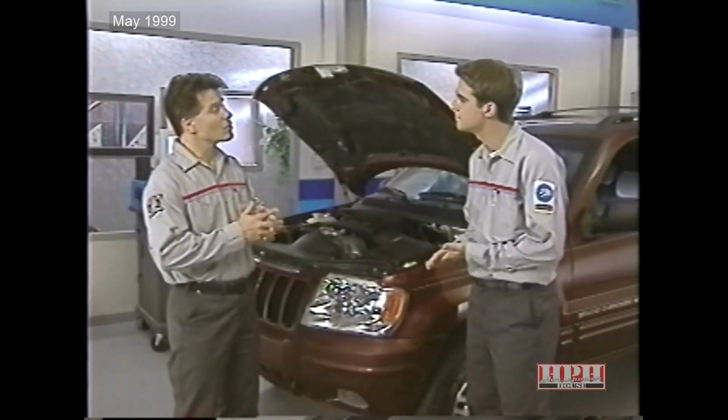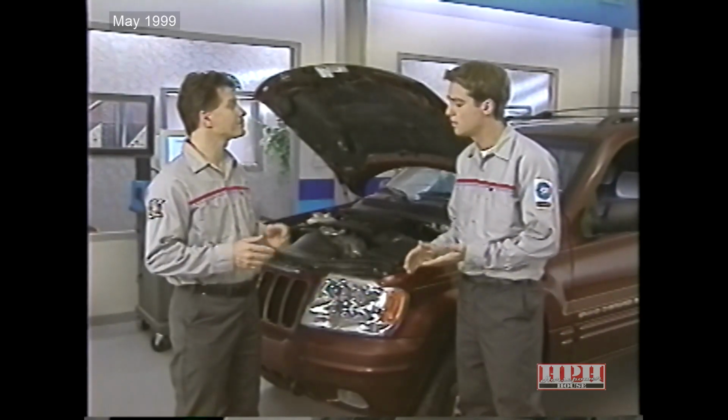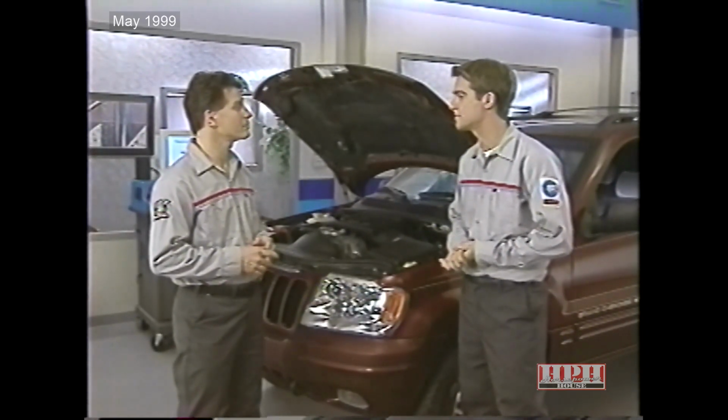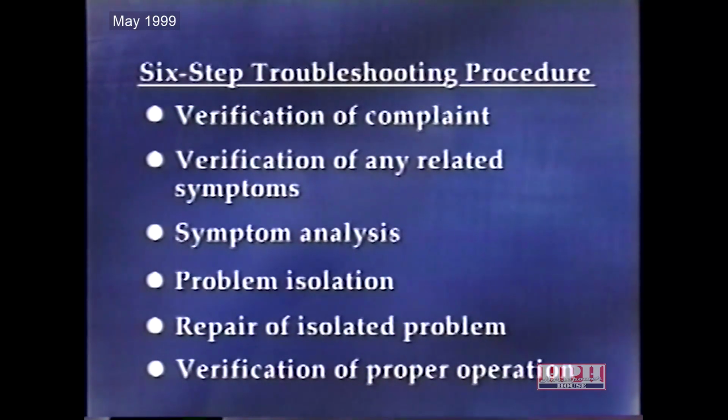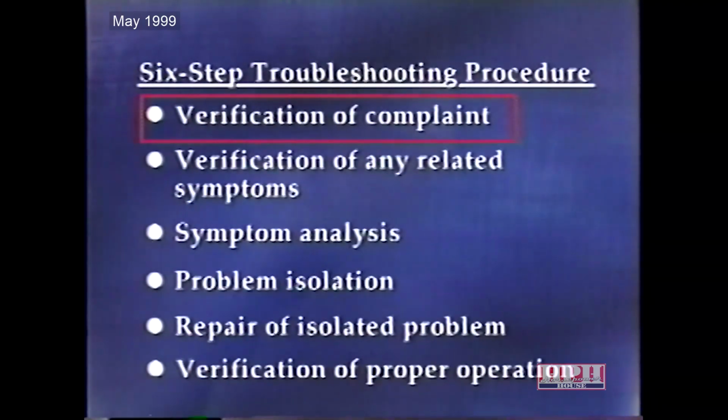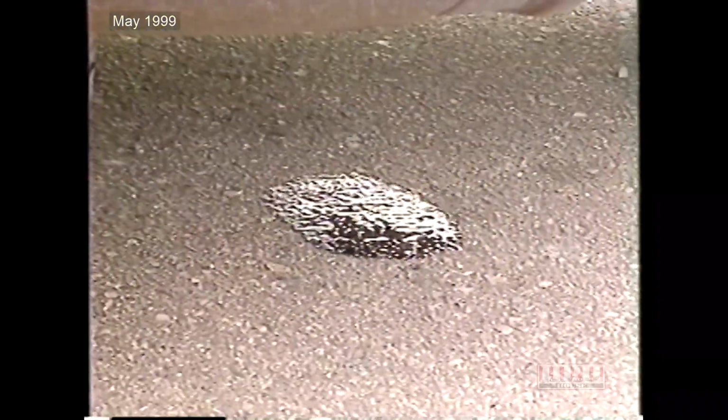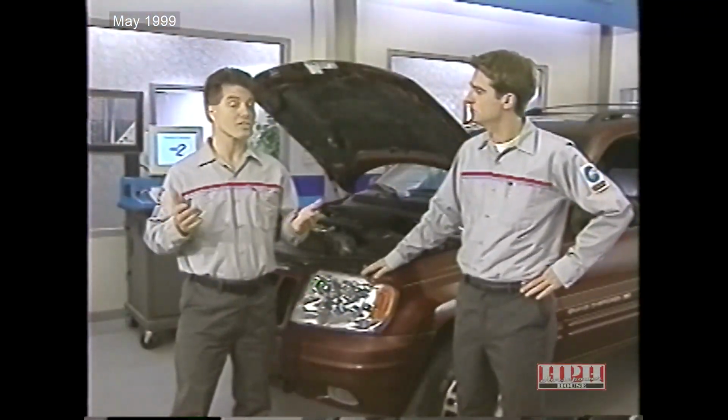Now, as with any diagnosis, where do we want to start? That's an easy one. First, we want to start with the 6-step troubleshooting procedure. That's right. The 6-step troubleshooting procedure gives us a step-by-step approach that will help us through any diagnosis that we need to perform. First, we'll verify the complaint. In this case, we can see that there is some type of fluid dripping under the vehicle. So we know that a leak does exist.